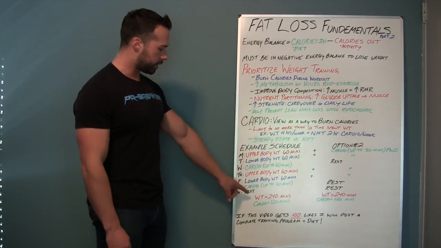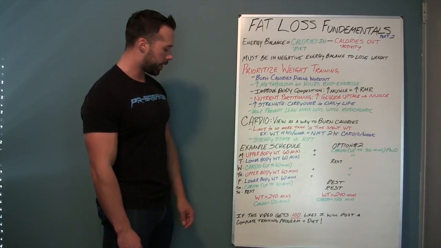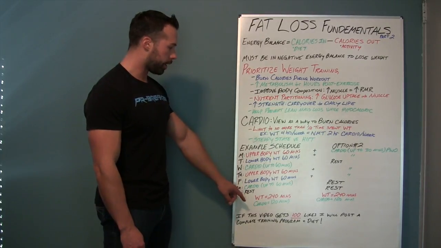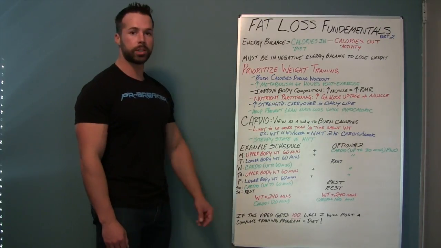As you can see, that adds up to 240 minutes for weight training and 120 minutes for cardio, which is half the amount of time spent weight training.